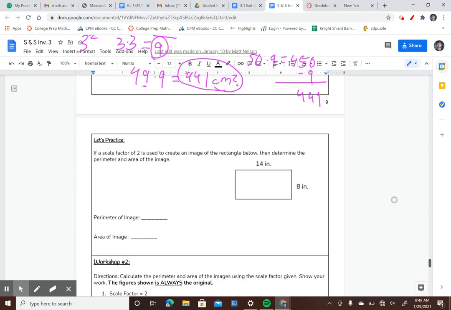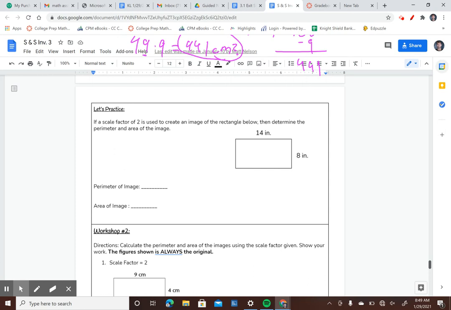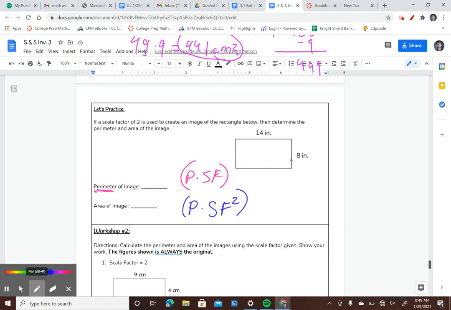All right, so now you're going to go ahead and try the same thing here. So again, perimeter is just going to be perimeter times my scale factor. But then for the area, that's going to be my original area times my scale factor squared. Okay, so let's go ahead and give it a shot here. You can work along with me.